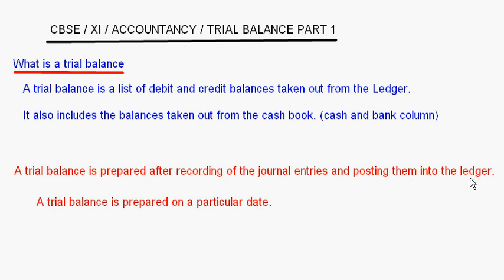Now a trial balance is prepared after recording the journal entries and posting the journal entries into the ledger. A trial balance is prepared on a particular date. Normally, a trial balance is prepared at the end of the financial year, that is before the preparation of final accounts. And after the balancing of the ledger accounts, everything is complete, a trial balance is prepared. But a trial balance can be prepared on any date. The date has to be mentioned while preparing the trial balance.